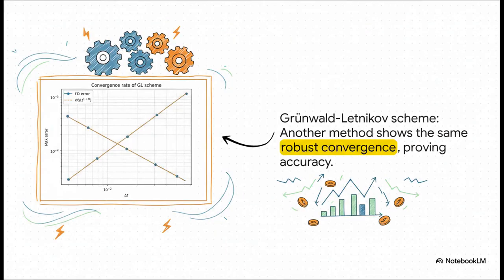Here's a totally different way to run the simulation, and what do you know? We get the same result. The error shrinks predictably. This tells us our approach is robust. We can actually be confident that these computer simulations are giving us a faithful picture of the complicated world our equation describes.